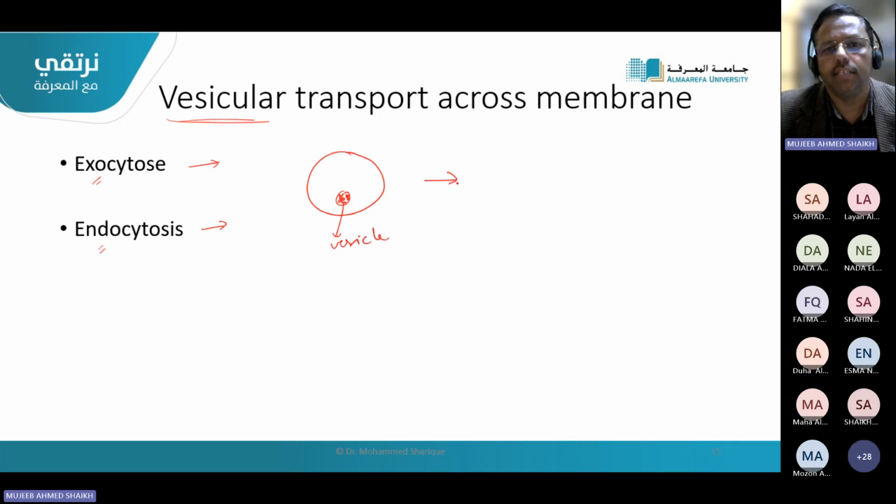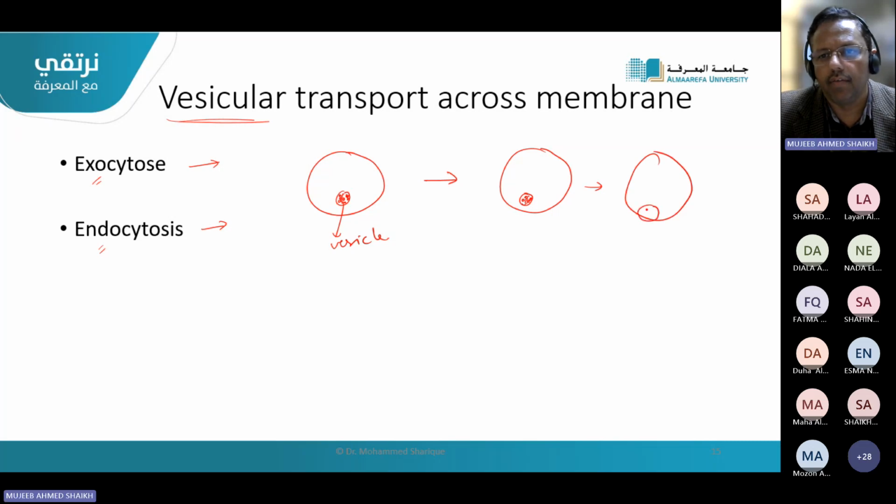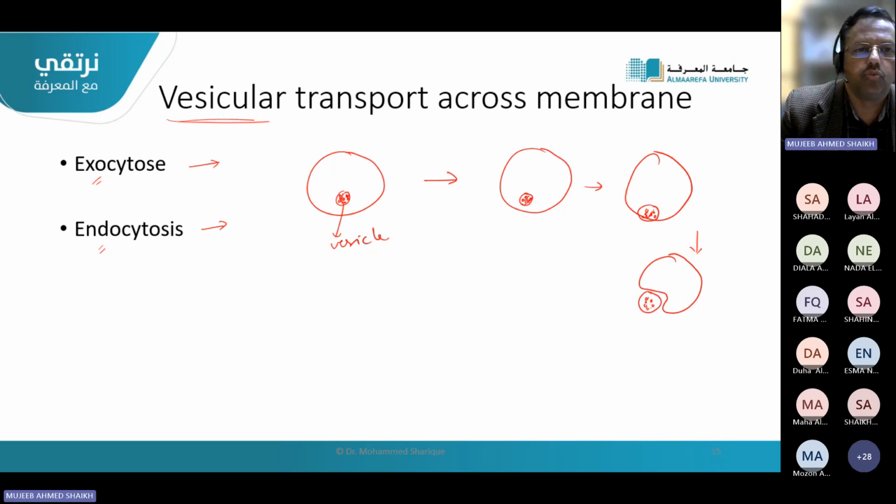If it has to be released outside, then the mechanism is exocytosis. This vesicle will move towards the membrane, and in the next step it will bind with the membrane, and in the next step it will be detached outside the membrane like this. This is called exocytosis. A very clear example is that many hormones are released in this formation. Hormones are released by exocytosis.